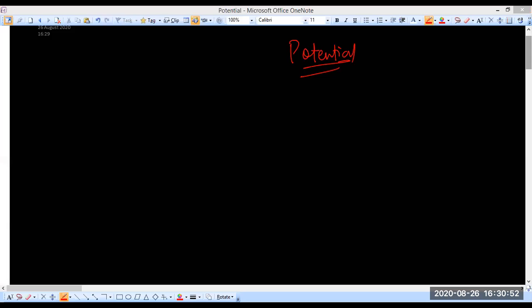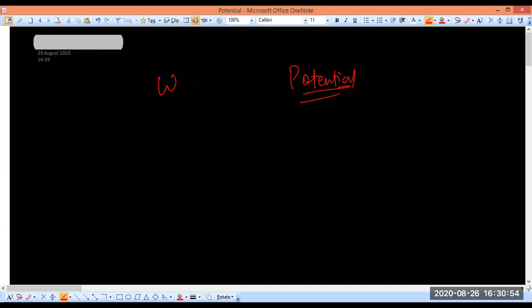Fine. Potential. So what is potential? If you remember, in 11th we studied gravitational potential. We used to write it like phi equal to minus GM by r, or V, I'm not so sure. But anyway, here also it has a similar idea.